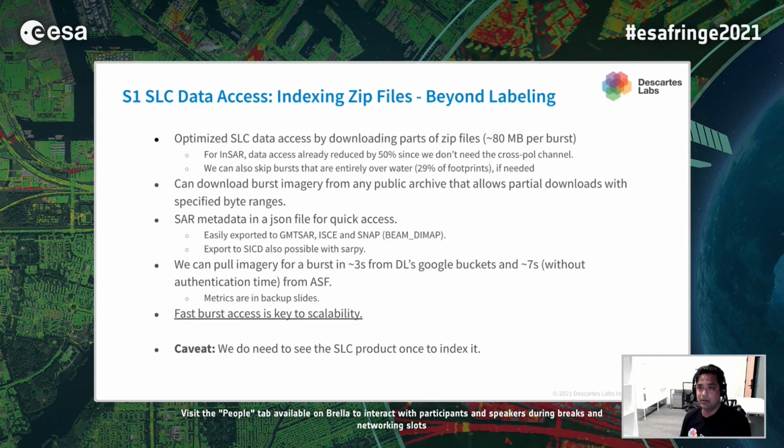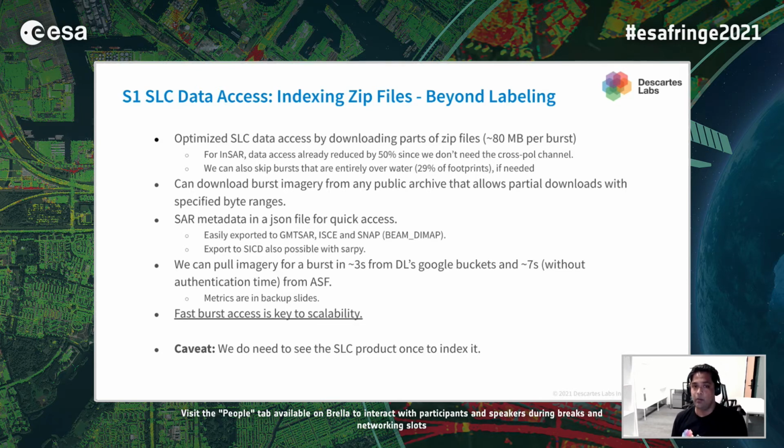Why do we do this? Suppose you do InSAR. Most of us don't care about the cross-pol. Why are we downloading 50% of the data and not even touching it? With our data access mechanism, you never even have to touch the cross-pol channel. Also, our swaths are wide. There's a lot of data over water, and if you're doing InSAR, we don't need to do anything for those bursts. So again, 29% of the footprints are all water. So if you were to run a global InSAR chain, you only need to download 1/3 of the actual data, because you don't need the cross-pol, and you don't need the all-water bursts.